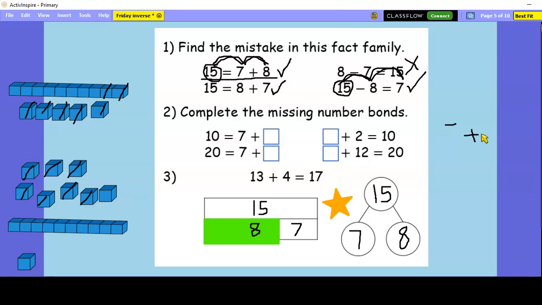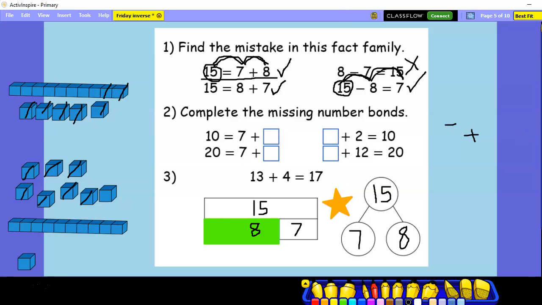Let's have a look at our number bonds here. Like I said, number bonds can be helpful. 10 is 7 and... Can you remember our video? Can I count on you? 7 and 3. Which means that 20 is still 7 add 3, but 7 add 3 makes 10, and 10 add 10 makes 20, so I need another 10 in the tens column.